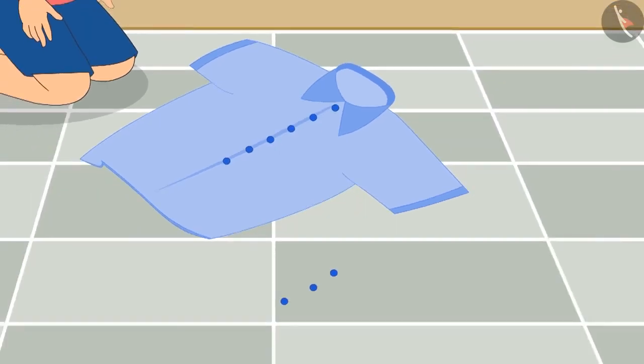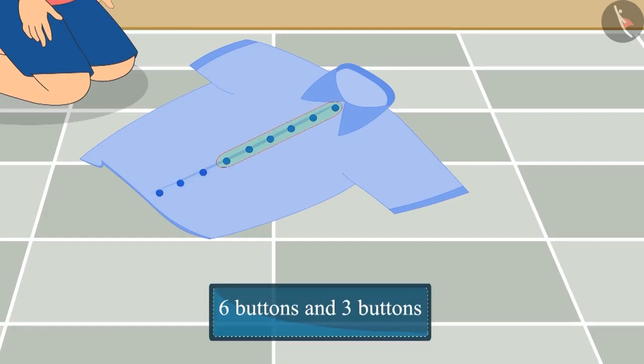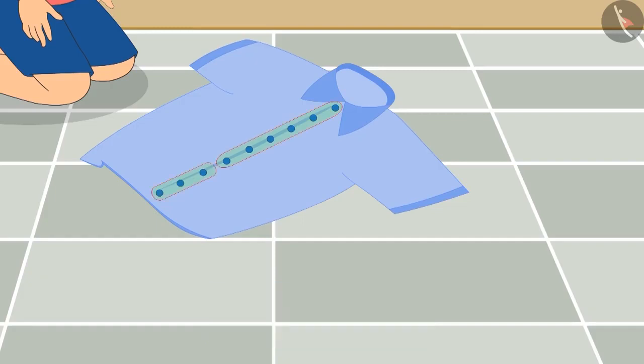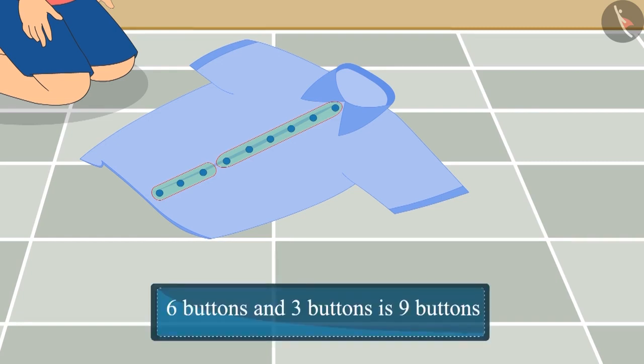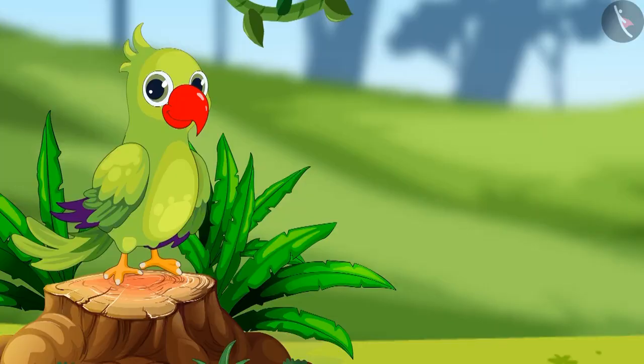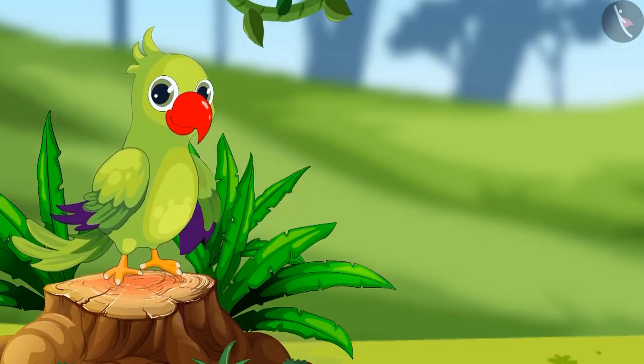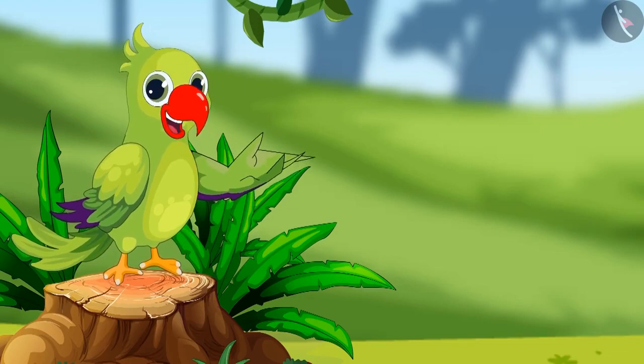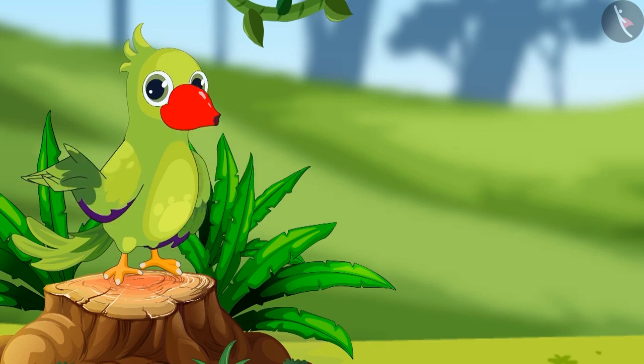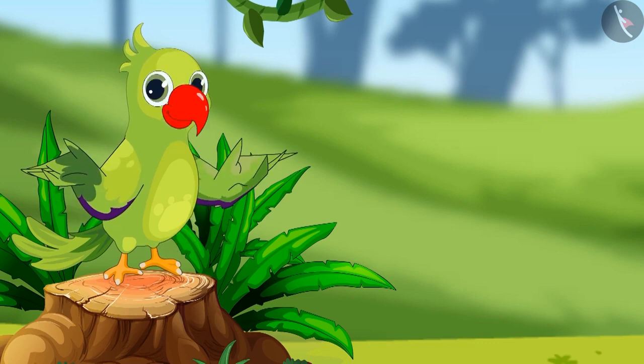Good work! In the end, Chotu stitched 3 more buttons on his shirt. So now there are 6 buttons and 3 more buttons. Now what is the total number of buttons stitched on his shirt? Yes, 9 buttons. So children, I hope you had fun seeing the examples of addition. Even you, look at things around you and try to add numbers to find the total number.